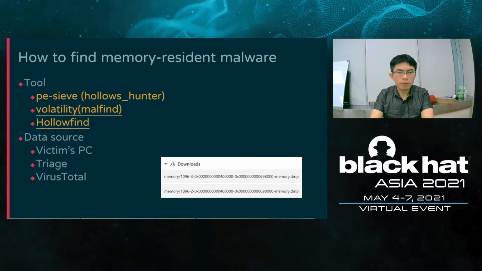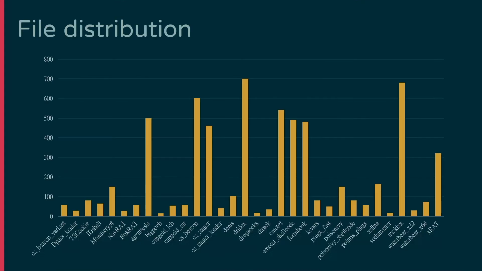Before doing the experiment, we use tools such as PE-sieve, Volatility, and HollowsHunter to help us find and extract malware in memory. Our data source includes data from real victim computers. Also, we try to do pivoting to find more related samples on VirusTotal or online sandboxes.